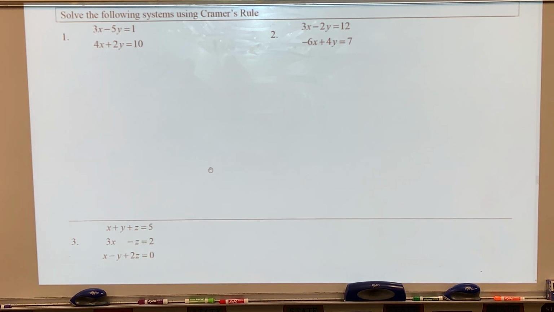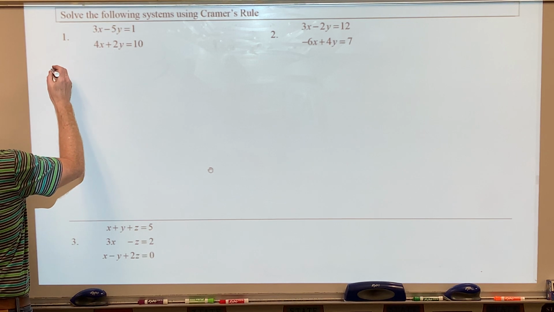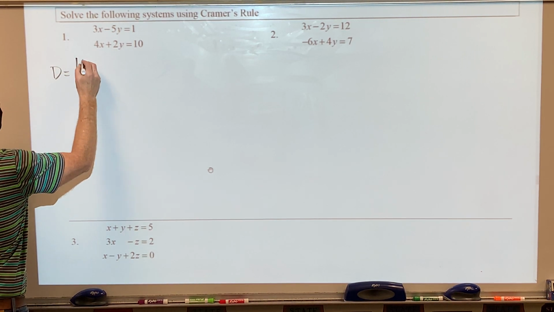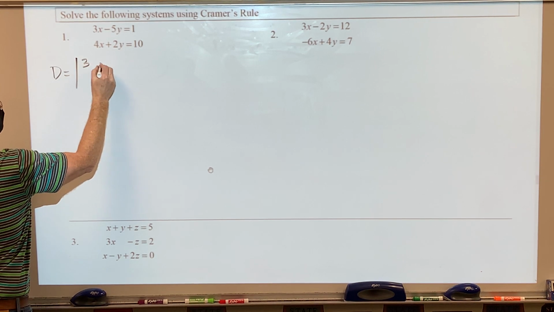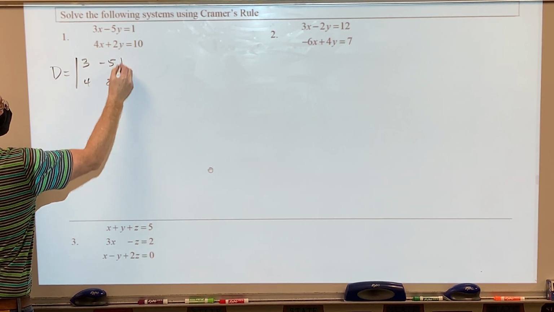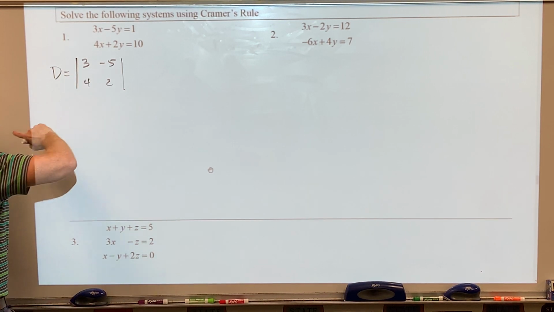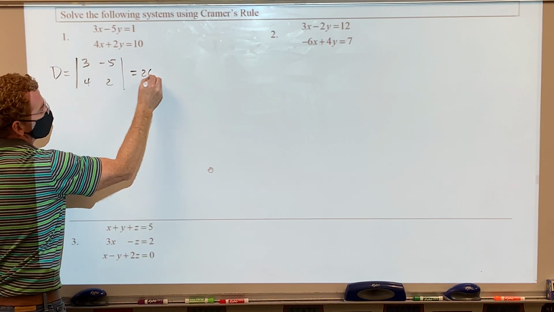So what 3 things do I need to find? The D. And what is the D? The x and y coefficients in the image. So 3, -5, 4, 2. I'm completely ignoring the 1 and the 10, and I get 6 plus 20, done with that.